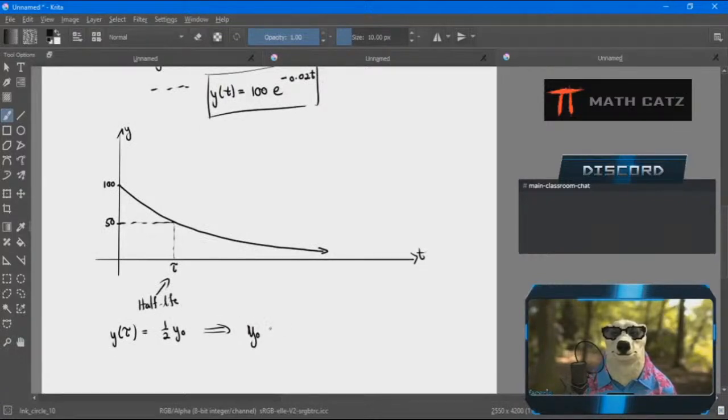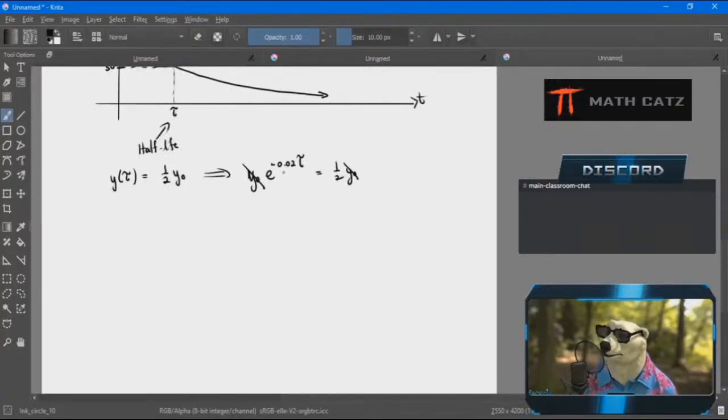I don't necessarily know what I start with. I could start with 100. I could start with any amount. E to the, let's stick to this, now tau. Let's stick to an example for k, just to keep track of where it goes. And it's a 1/2 y0. I wanted to show y0 because you see you can divide on both sides by y0, and it actually doesn't matter if I started with 100 or I started with 1,000 or very little. It doesn't matter. It's completely independent.